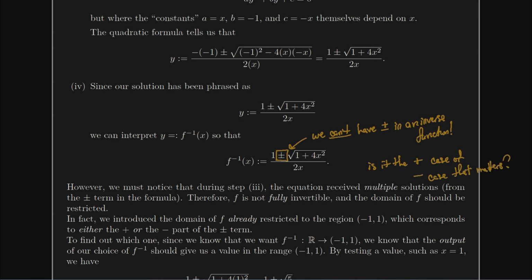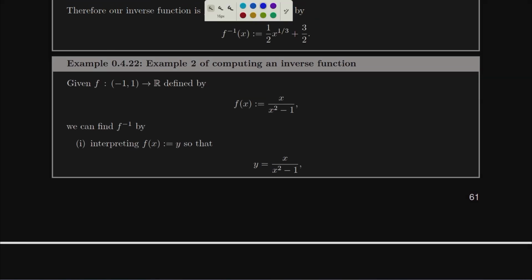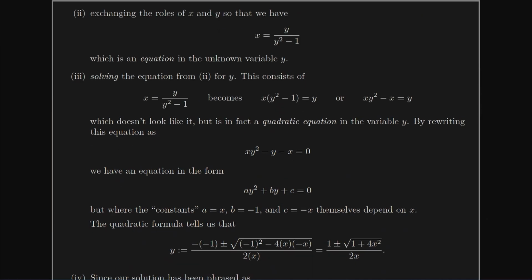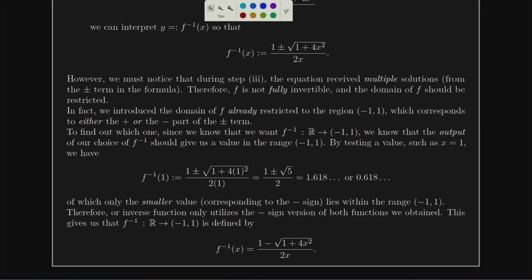Well, there's one way to check if it's the plus or minus case that matters, and this is where the domain and codomains of functions actually become important, because I know if my original function was defined as negative 1 to 1 mapping into R, that means that the inverse has to flip the order of these, so it starts with R and it ends up with negative 1 to 1, or in other words, my plus or minus has to be chosen so that the answers I get lie in the range negative 1 to 1. If I go back to f inverse, and I look at my plus minuses, how do I tell which one ends up in the range negative 1 to 1?